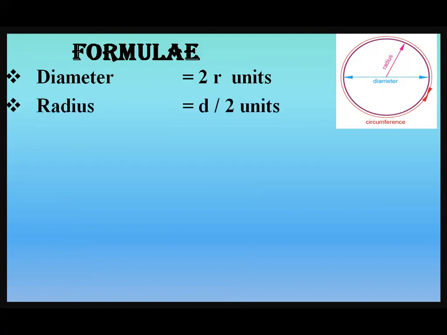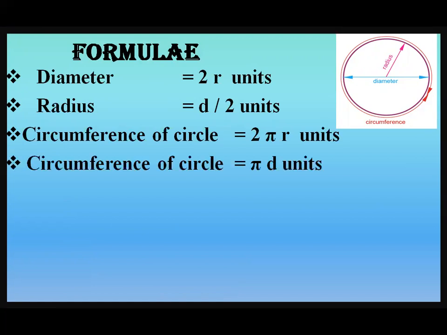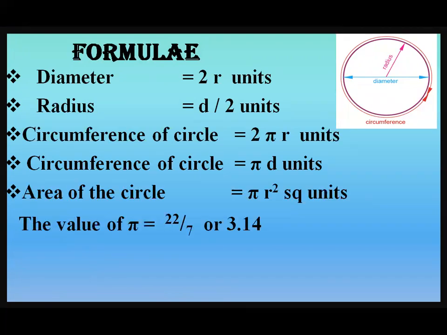What are the different formulas that we have in circle? Diameter is equal to 2 times the radius, or 2r units. Radius is diameter divided by 2. Circumference is 2 pi r. The value of pi is 22 by 7, or you can use 3.14 in decimal form. The other formula for circumference is pi d. Area of the circle is pi r squared, where the value of pi is 22 by 7, or you can use 3.14.